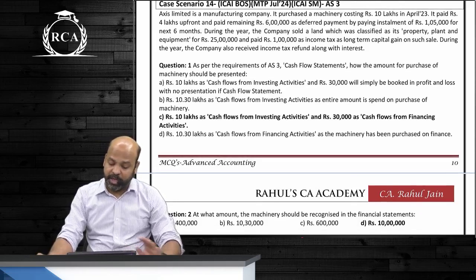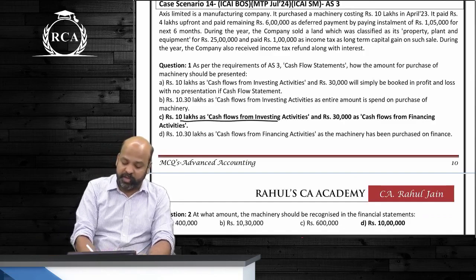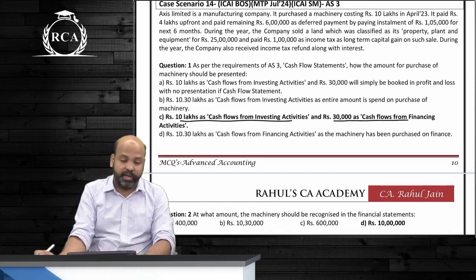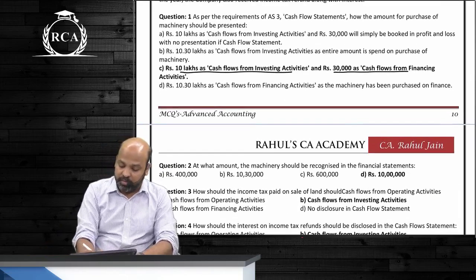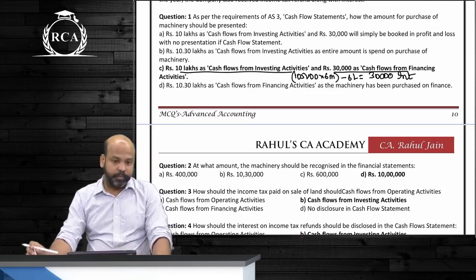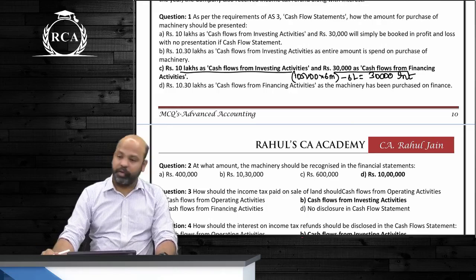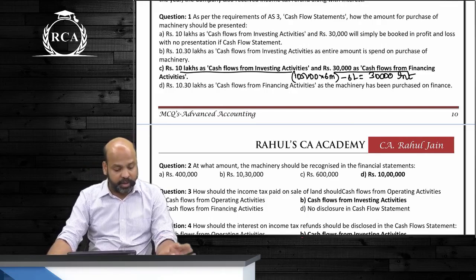First bit guys, as per the requirement of AS3, how should the amount for purchase of machinery be shown? 10 lakhs is towards purchase of asset, 30,000 is towards interest. वो 30,000 कहाँ से आया समझ में आया ना बेटा? 1 lakh 5,000 we paid for 6 months against 6 lakhs. That extra 30,000 beta is interest. Asset will be recorded only at cash price equivalent guys. That extra 30,000 should go as interest.